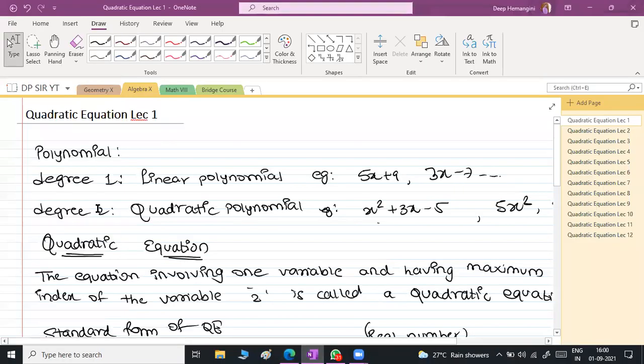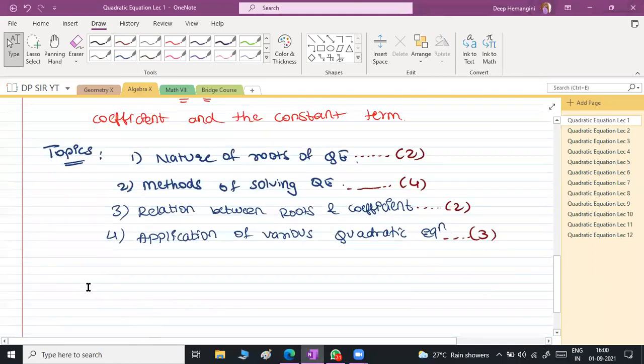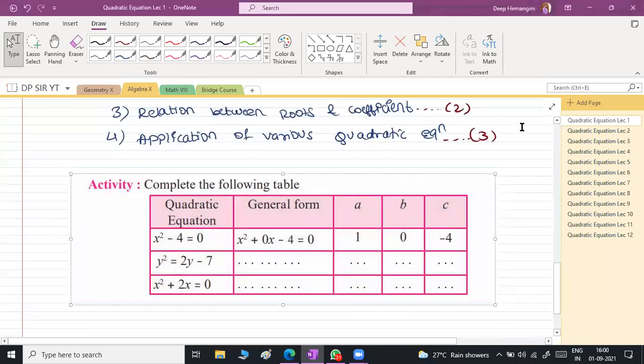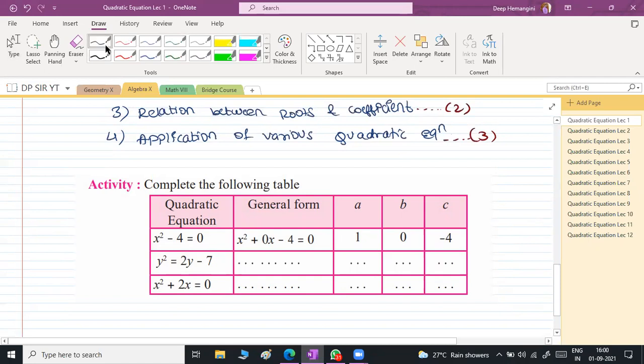Okay. Let's go to our OneNote. Let's paste the table somewhere over here. Okay. And let's start solving. So general form means standard form. It's one and the same, standard form. Okay, the values of a, b, c here. So what is the standard form here? It's going to be y square minus 2y plus 7 is equal to 0.